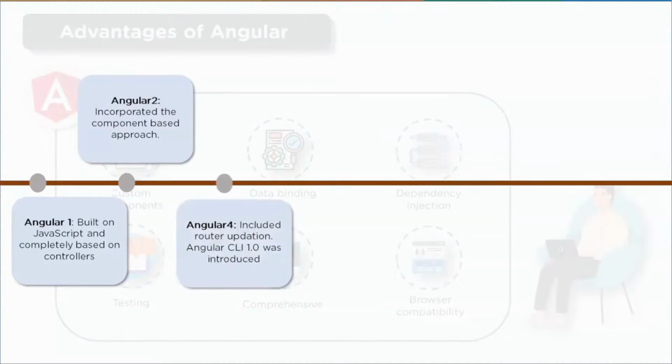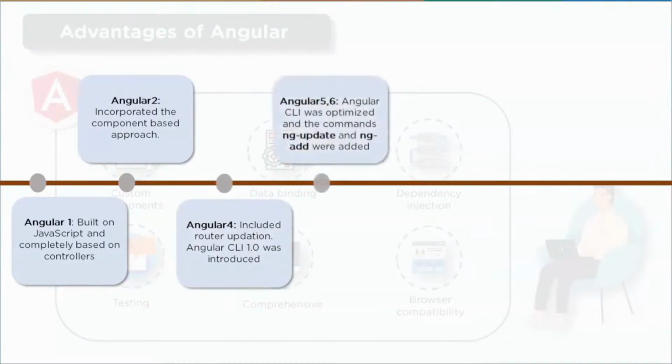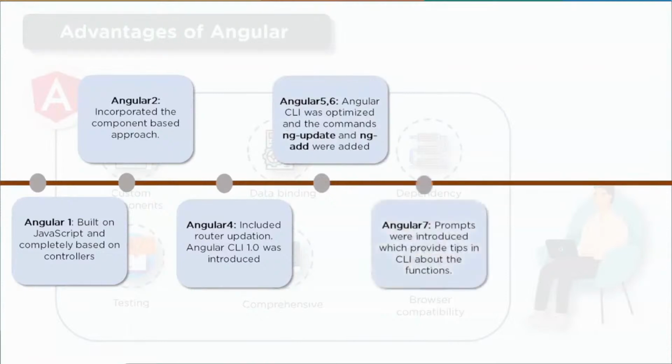Next was Angular 4. It included router updation. Angular CLI or Command Line Interface 1.0 was introduced, however not deployed. In this release, the Angular CLI was optimized and commands like ng-update and ng-add were added. In the Angular 7 release, prompts were introduced which provided tips in CLI about the functions being used. In Angular 8, IV renderer and Bazel were introduced.